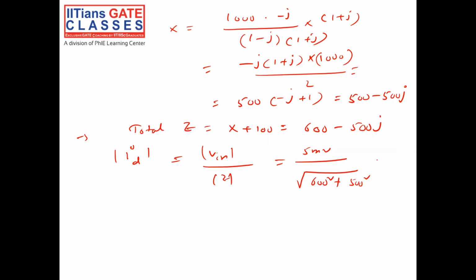If we take a calculator and do it, 5 millivolt, 5 into 10 power of minus 3, divided by root over 600 square plus 500 square, I got 6.401 microampere. So this is a very easy question.